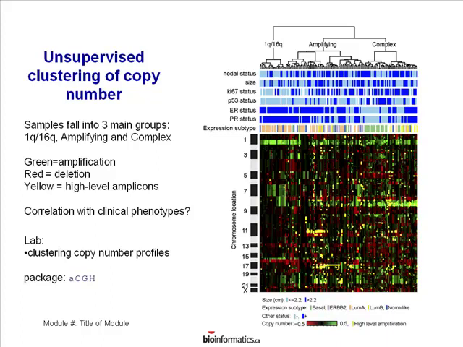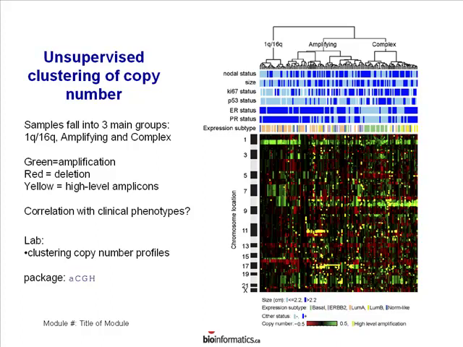High-level amplification just means a lot of gain. Yeah, that's right, a lot of gain. In chromosome 1, you have several lines explaining the patient. That's right, the patients are along the top here, and all these patients have a gain of 1Q. Does everyone understand that?